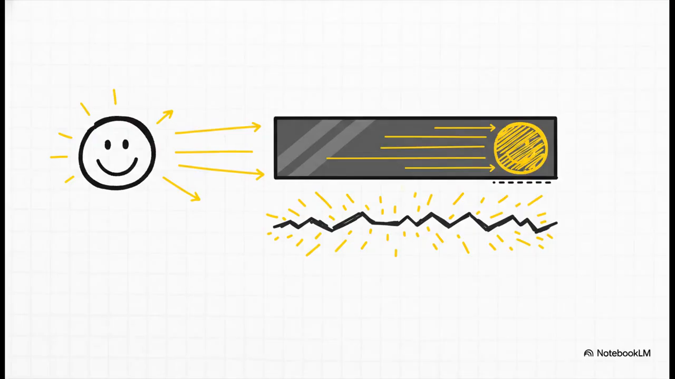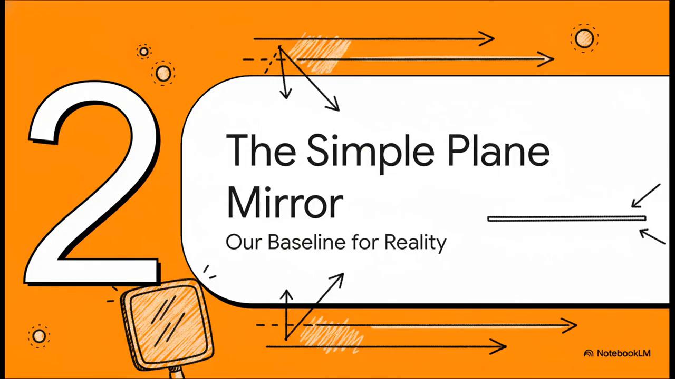So, at its very core, what is a mirror? It's just a surface that's so incredibly smooth that when light hits it, it bounces off in a really predictable, organized way, instead of just scattering everywhere. That organized bounce is what creates the clear image you see looking back at you. Let's start with the plane mirror. That's just the fancy name for your everyday, flat mirror. This is going to be our baseline, our standard for what a true reflection really is.